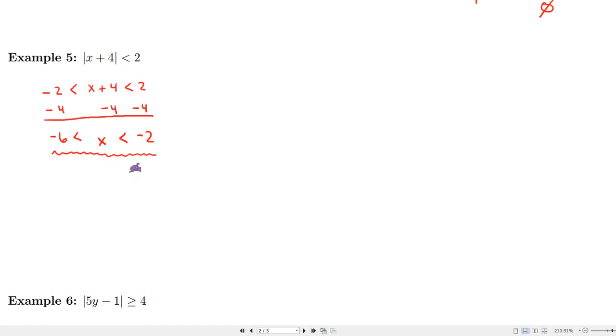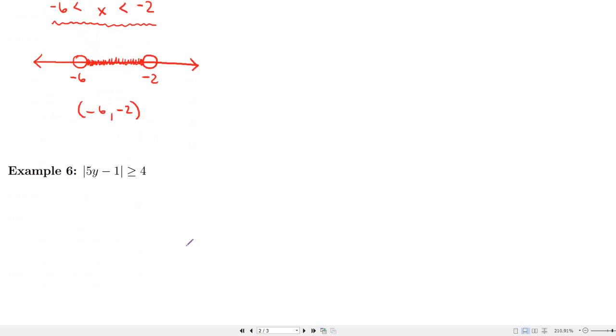But if we want to graph it and get the interval notation, let's do that. So the graph, negative 6, negative 2, and then we're considering all of these x values that are between those two, right? So the interval notation would be negative 6 to negative 2 using open parentheses, right? So that would be your solution.